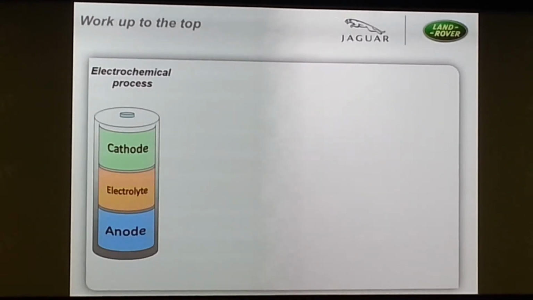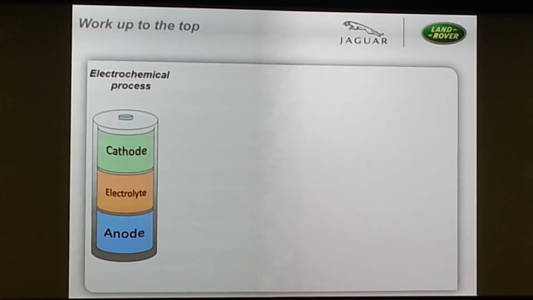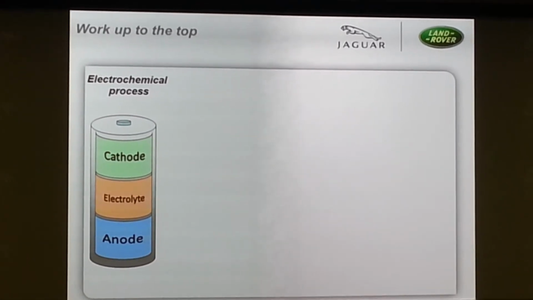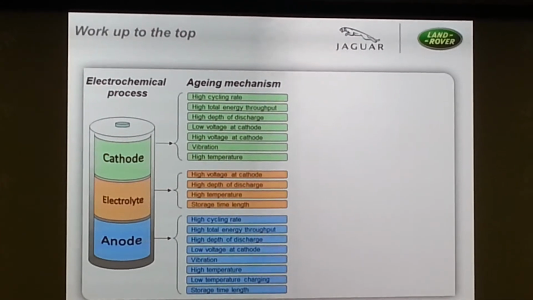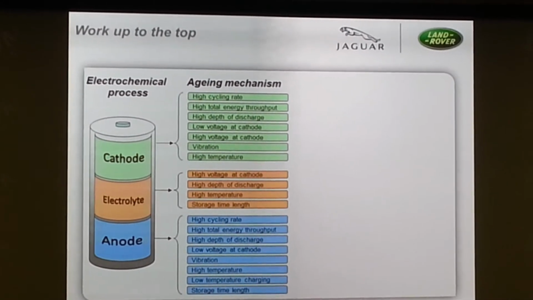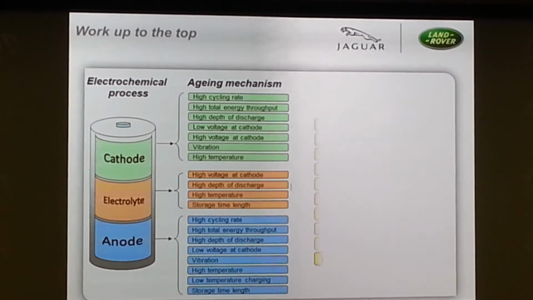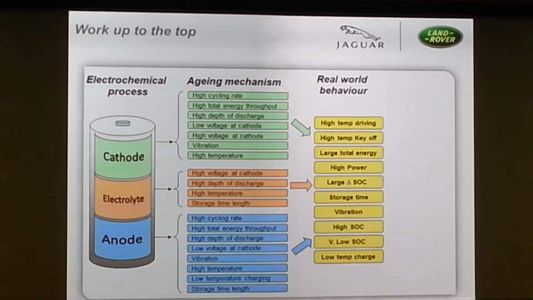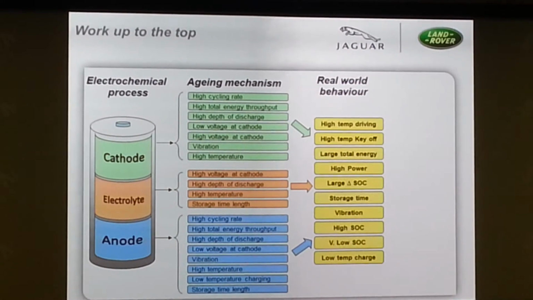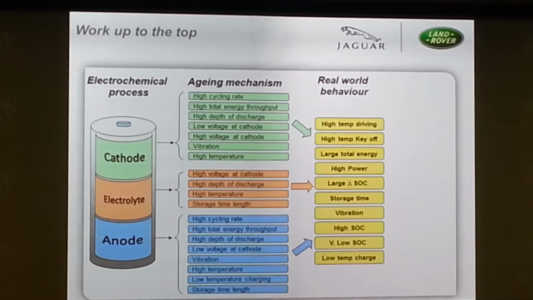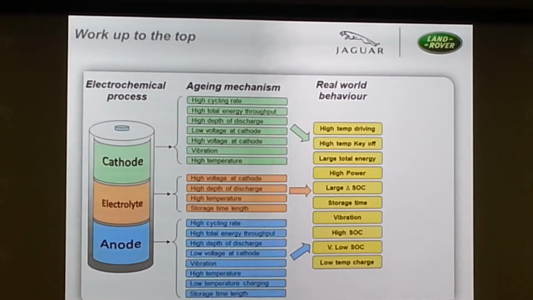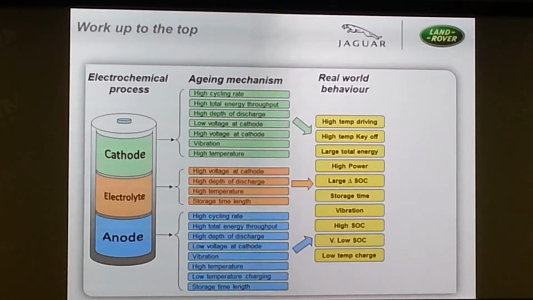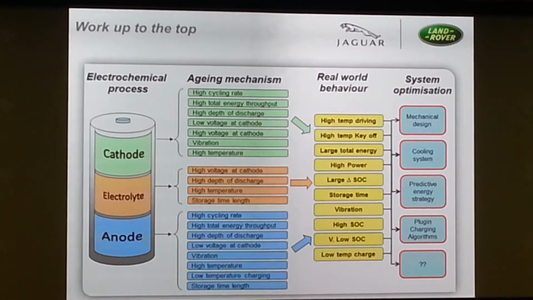So you take those underlying chemistry reactions, and you try and build that up. How does that propagate throughout the system? So you have your aging mechanism, so this is coming from the cell chemistry up to the aging mechanism. And then you can start to track to the real world behaviour. So now we're seeing things that customers can do, that we can do to the vehicle, that will age these cells.